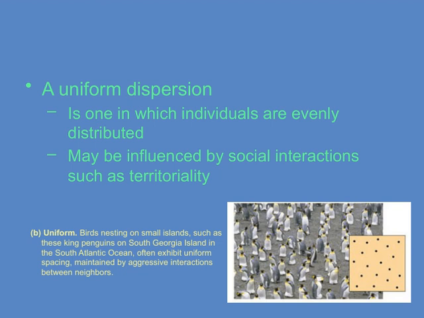Taking a specific example, think about birds nesting on small islands. These birds, like king penguins on South Georgia Island in the South Atlantic Ocean, often show this uniform spacing. It's maintained by aggressive interactions between neighbors, which helps keep everyone in their own space. Understanding these patterns helps us see how social behavior and competition shape the distribution of species in their environments. It's a key part of understanding population dynamics and how animals interact within their habitats.